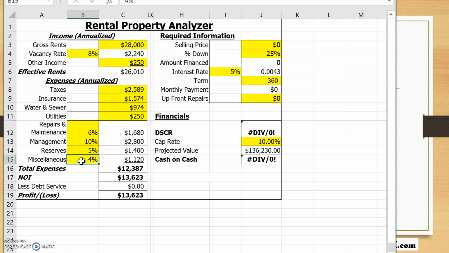And the miscellaneous, always plan for some unknown costs. I'm just very conservative with my numbers, so I always have a pretty high miscellaneous expense.